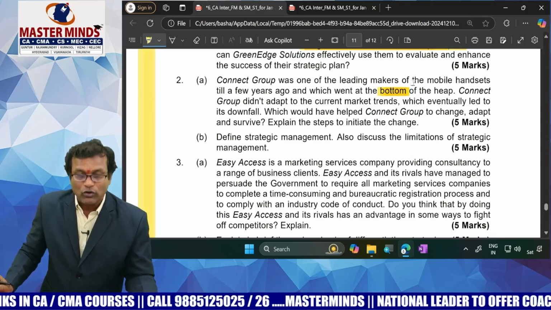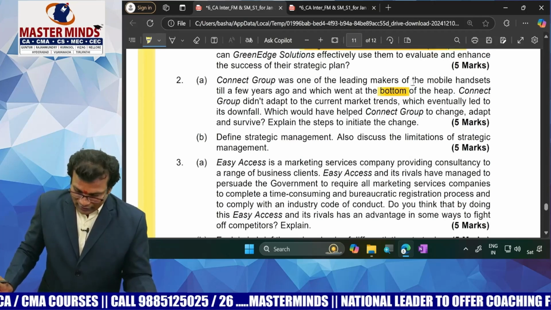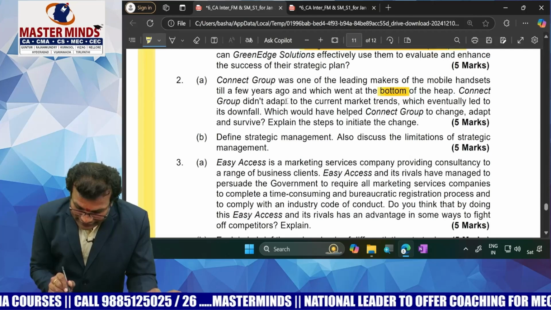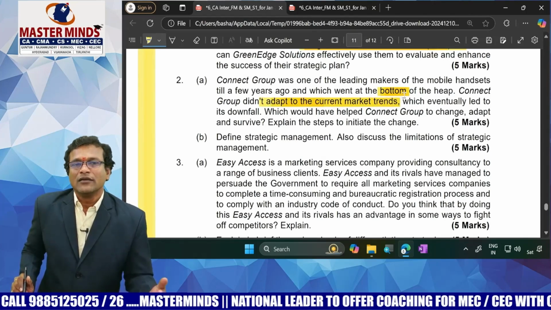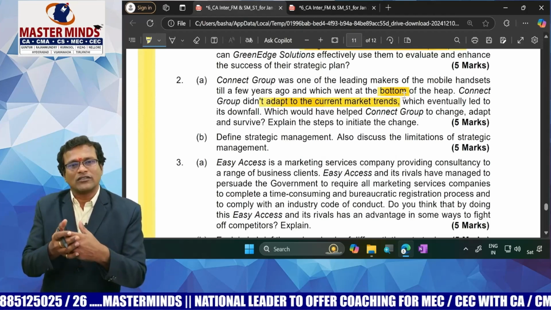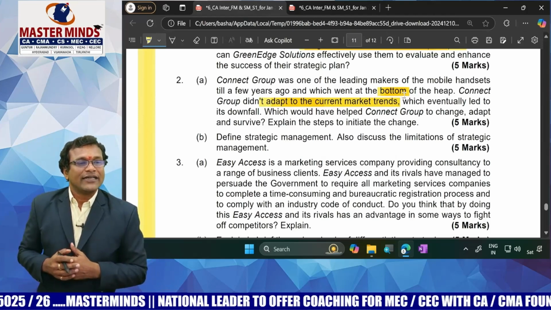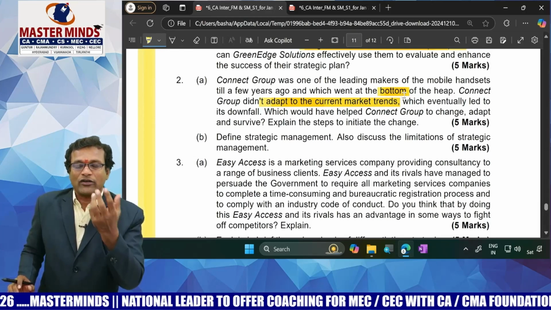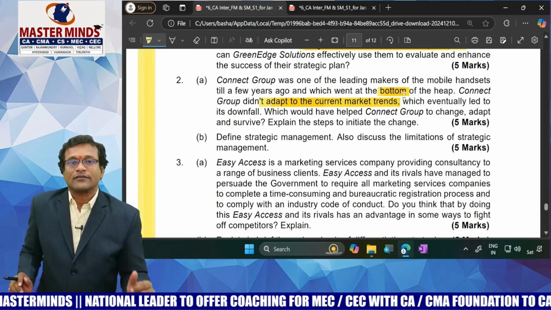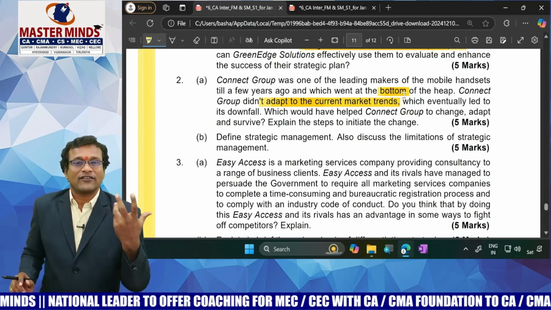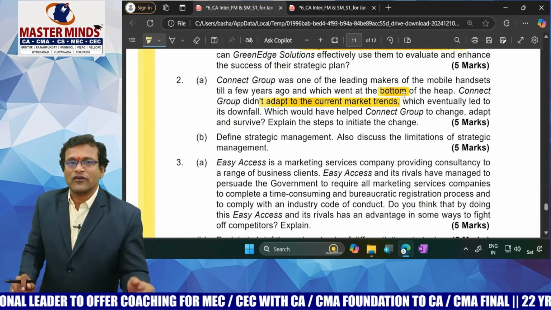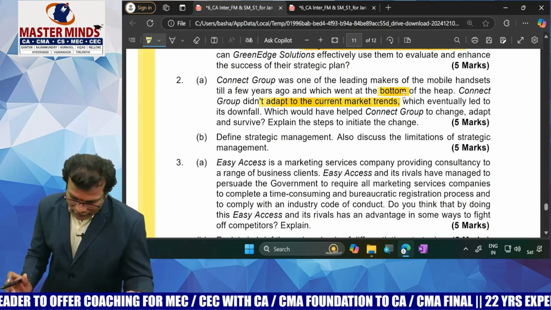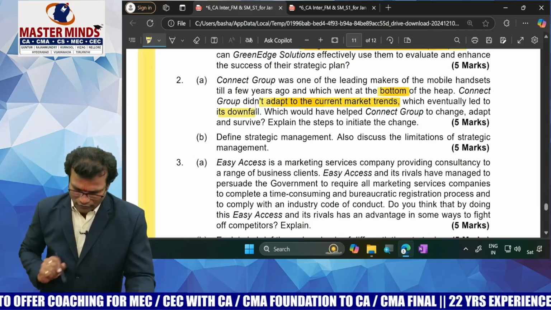Connect Group didn't adapt. What was the mistake committed by that group? Connect Group didn't adapt to the current market trends. They did not adjust their strategy. They might not have changed their organization culture or organizational structure. They might not have changed their leadership styles. These are the 3 aspects of SSI, successful strategy implementation, the lack of which eventually led to its downfall.